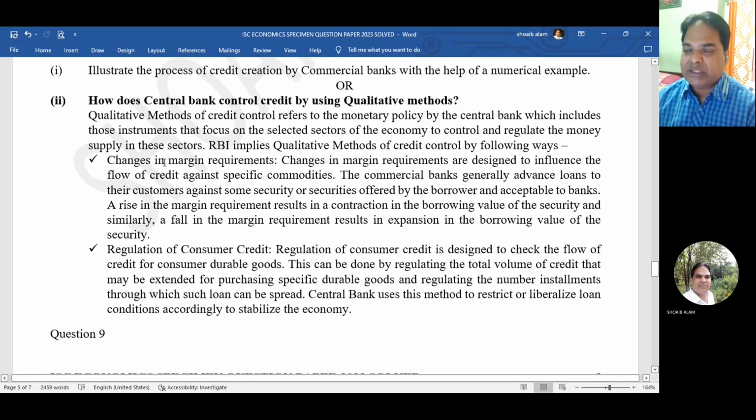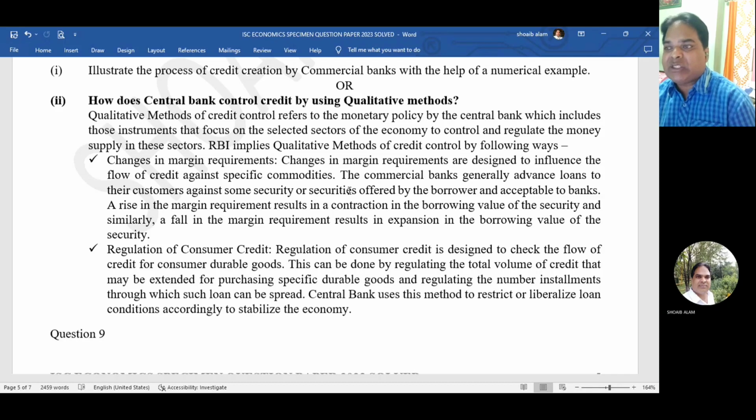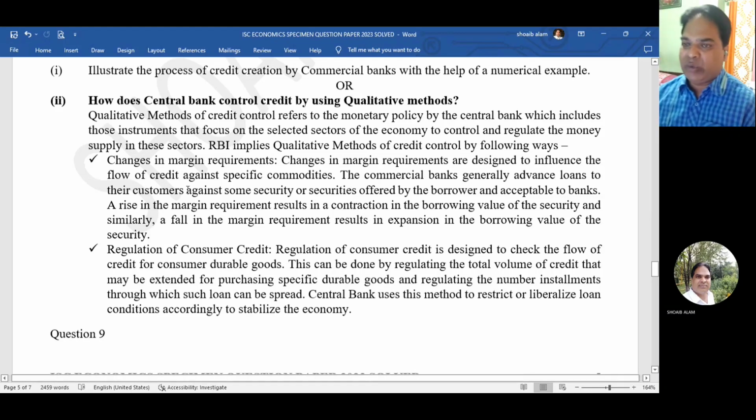Changes in marginal requirement are designed to influence the flow of credit against specific commodities. The commercial banks generally advance loans to their customers against some security or securities offered by the borrower and acceptable to the banks. The rise in the margin requirement results in the contraction in the borrowing value of the security, and similarly a fall in the margin requirement results in expansion in the borrowing value of the security.